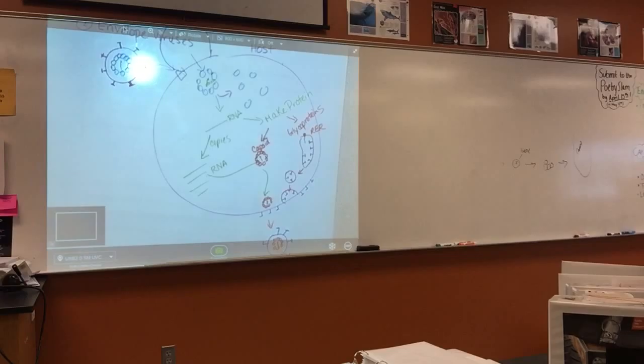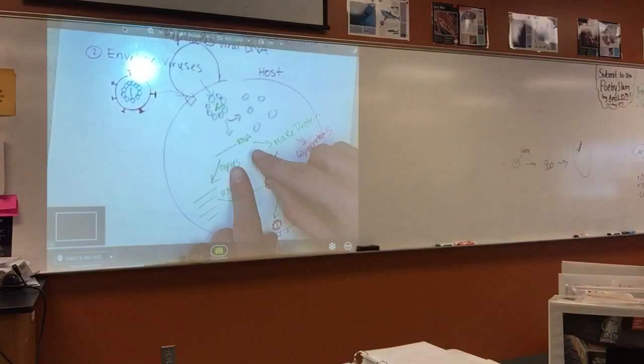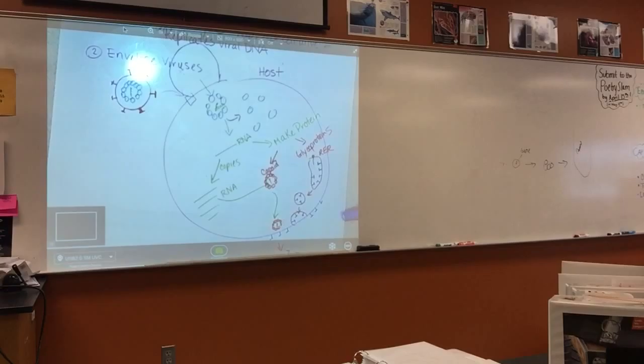One other kind of envelope virus, just real quickly, is the retrovirus. What does a retrovirus have that is unique? Reverse transcriptase. So if this was a reverse transcriptase here, it would make DNA from the RNA, and the DNA would get, where? It would be put into the host cell's DNA, all right? And so that's basically your type C virus.